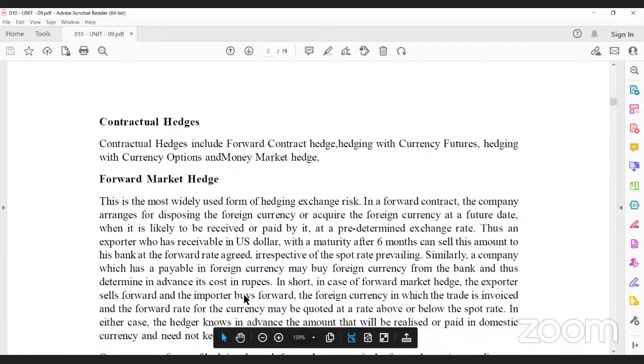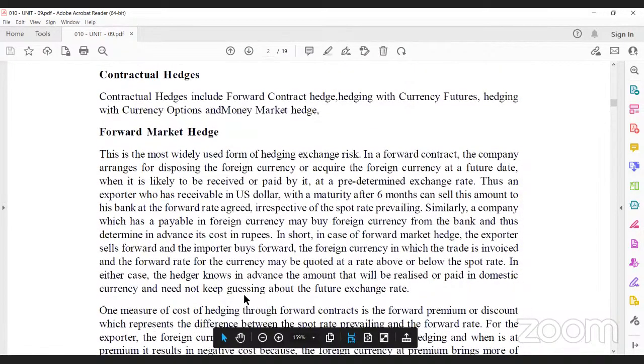Forward market hedge is wherein the exporter sells forward and the importer buys forward the foreign currency in which the trade is billed, invoiced, and the forward rate for the currency will be quoted at a rate either below or above the spot rate. In any of these cases, the hedger knows in advance the amount that will be realized, or the amount which is to be paid, in domestic currency. And there is no need to guess about the future exchange rate in this scenario.